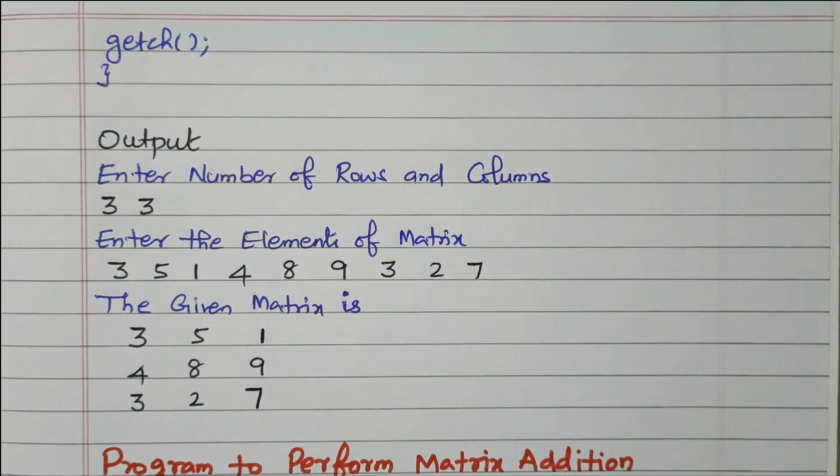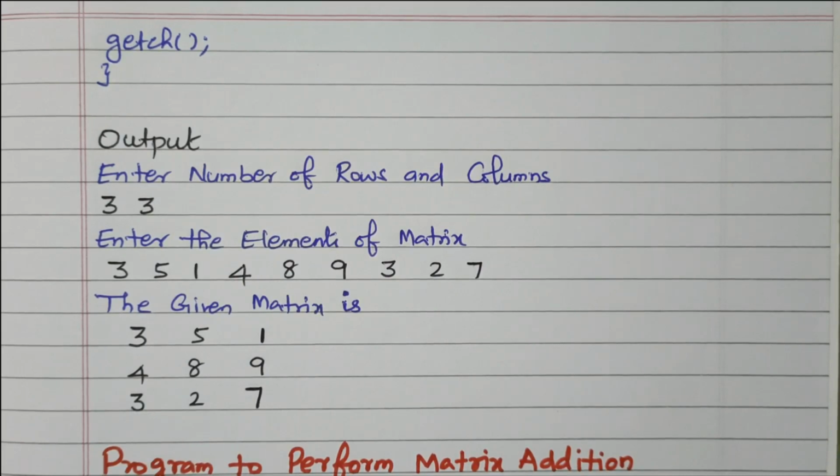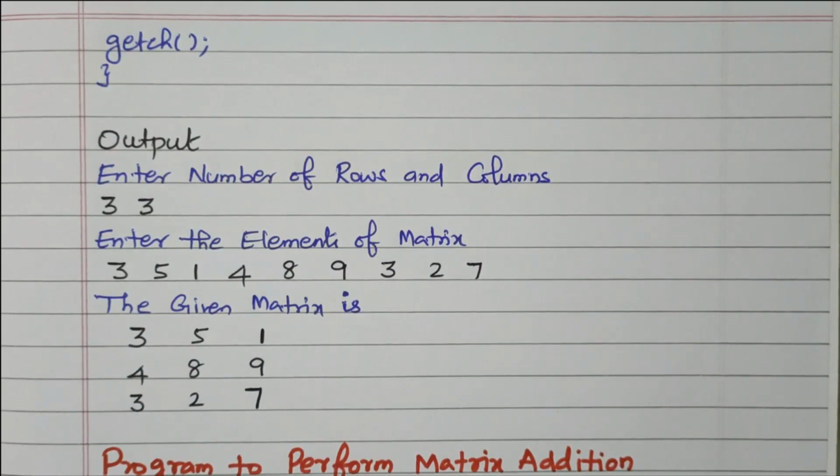So in this program we discussed how to get the matrix from the user and how to display it, what the arrangement of a matrix is, how the elements are stored in a matrix, and we analyzed the row index and column index.